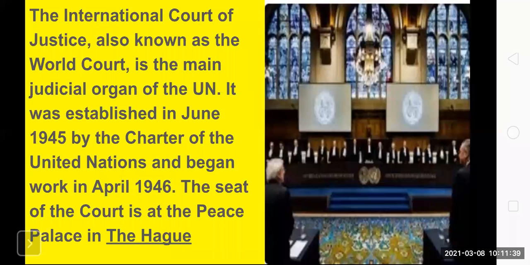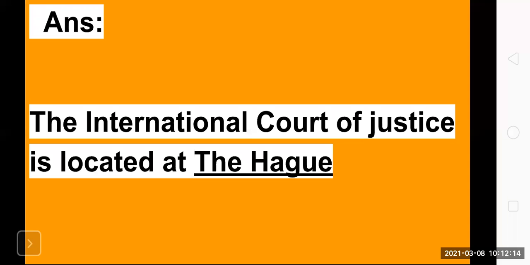So the correct answer is: the International Court of Justice, also known as the World Court, is the main judicial organ of the United Nations. It was established in June 1945 by the Charter of the United Nations and began work in April 1946. The seat of the court is at the Peace Palace in the Hague. It means the International Court of Justice is located at the Hague.